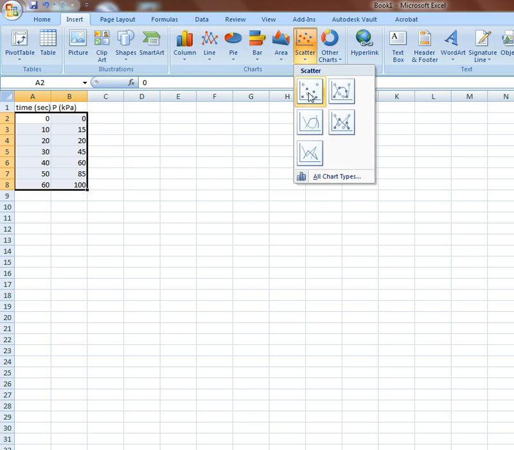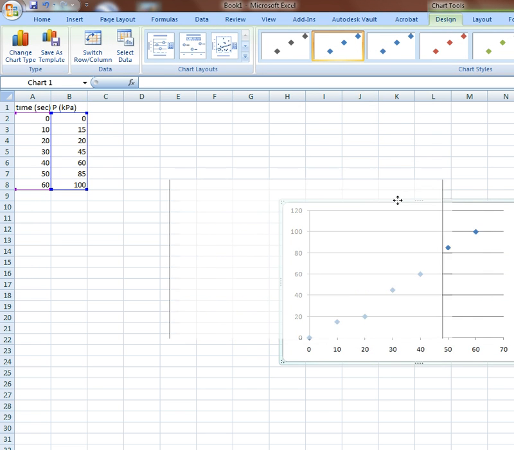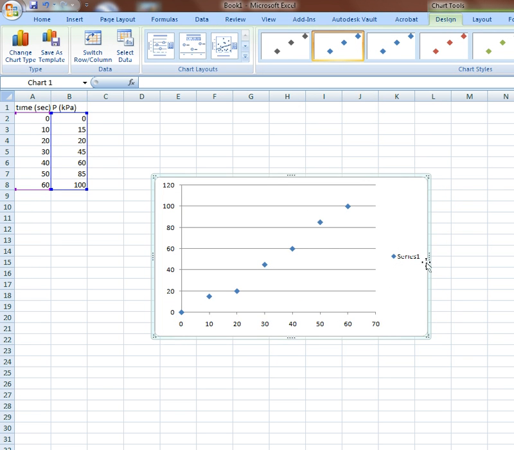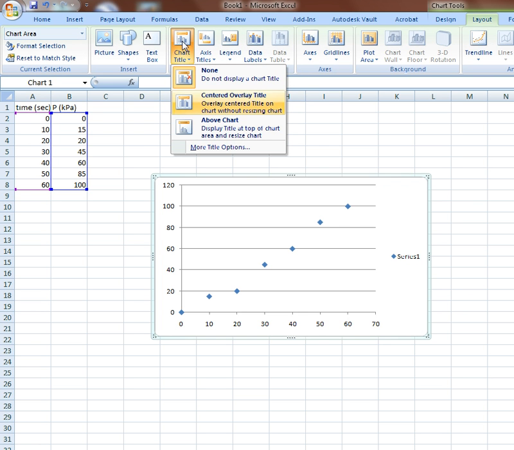So you go to Insert, Scatter. You always want to choose the upper left. And there's your graph. And what you're going to do then is you want to go to Layout. And you can put in the chart title up here. You can overlay. I like it above the chart.